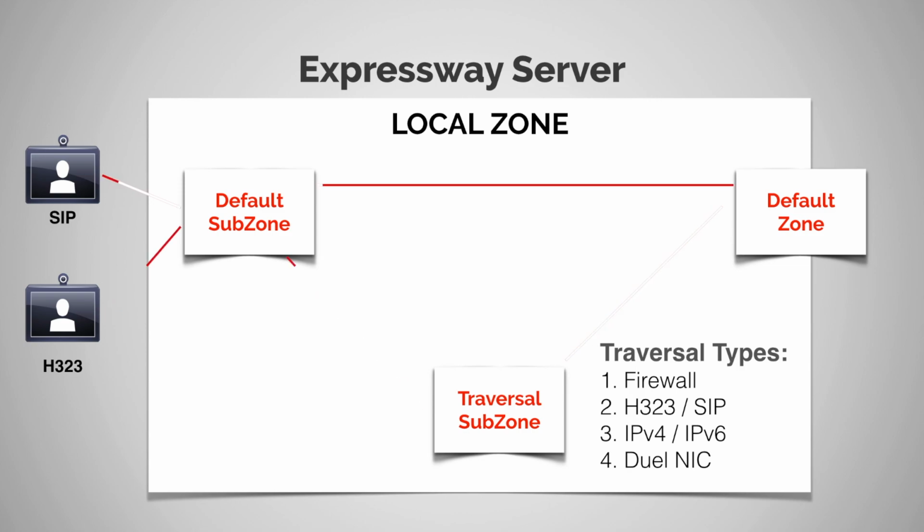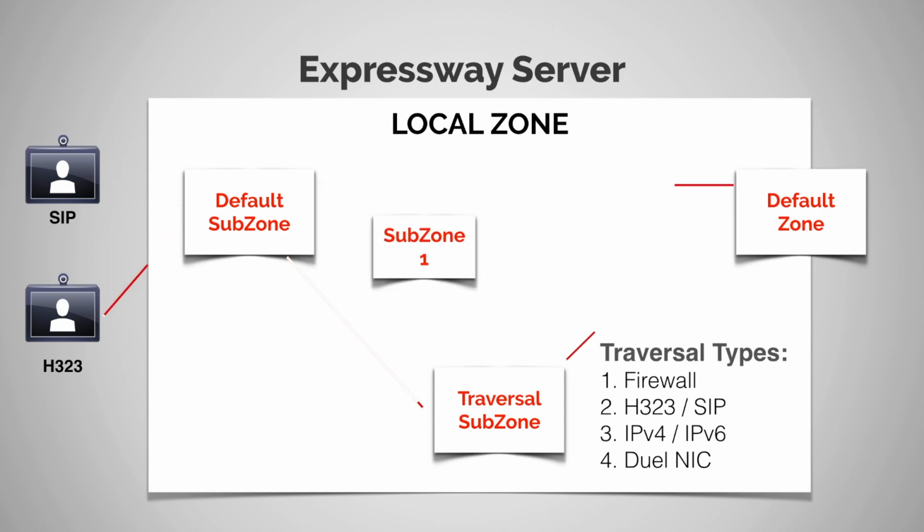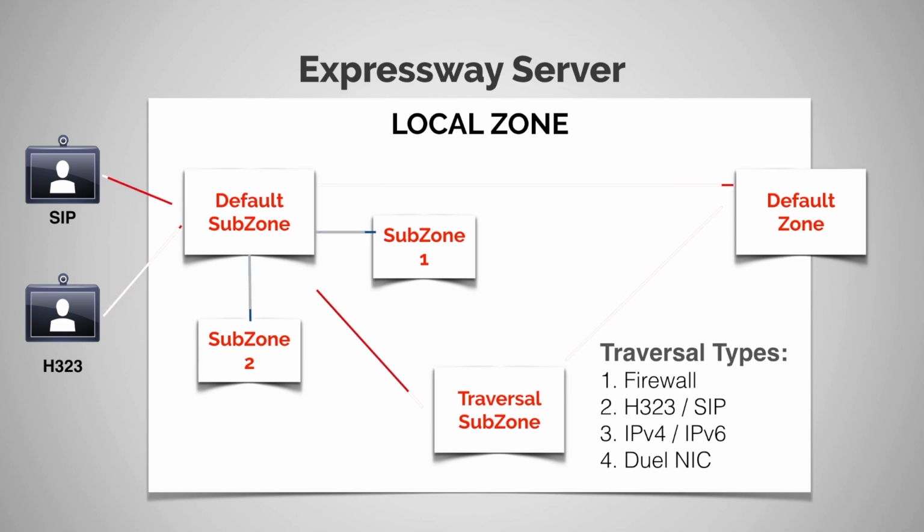Okay, so this is what you have on an expressway by default. You have a local zone, a default subzone, a traversal subzone, and a default zone. And of course, you have your default links. So for example, I could create subzone 1 and subzone 2. Now, anytime I create a subzone, I'll get two links created for me automatically. I get a link from my new subzone to the default subzone, and I get a link from my new subzone to the traversal subzone. And again, that's true for any new subzone that I create. It's going to be true for subzone 1 and subzone 2.